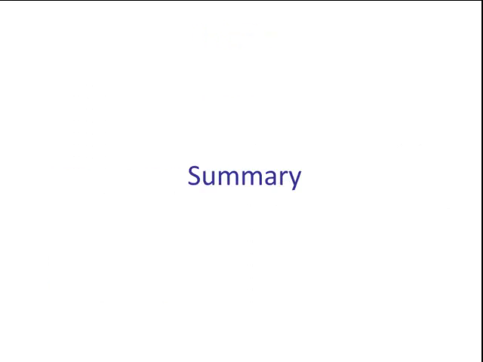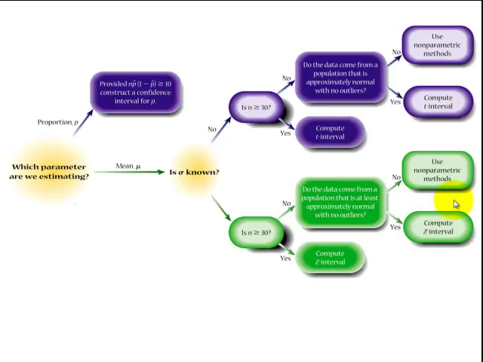Let's have a summary of sections 9.1, 9.2, and 9.3. Here's a flow chart. Which parameter are we estimating? If it's a proportion, p, provided that n times p hat times 1 minus p hat is greater than or equal to 10, we can construct a confidence interval for p. If we are estimating population mean mu, we first have to ask, is sigma known? If it's yes, the next question is, is n greater than or equal to 30?